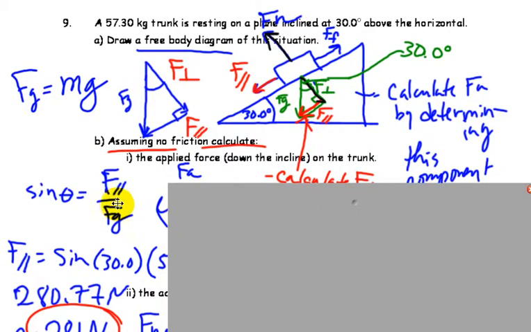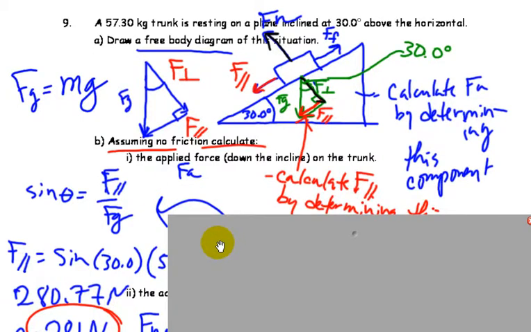And we can look at it like this actually. Do it all in one step. Sine of theta equals F parallel over Fg. So I have it right there. And so to solve for F parallel, it's going to be sine of theta times Fg. So sine of 30 times Fg.